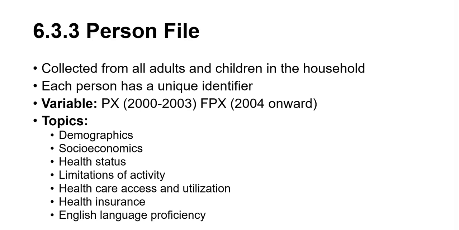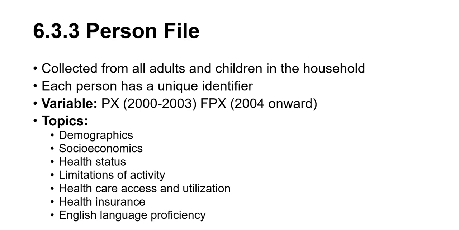Section 6.3.3, person file. So going further, the person file includes information from all adults and children within each household. And each person has a unique identifier. So each person will have their household number, their family number, and their person number. The variable for the person file was PX for the years 2000 to 2003 and FPX for 2004 onward.